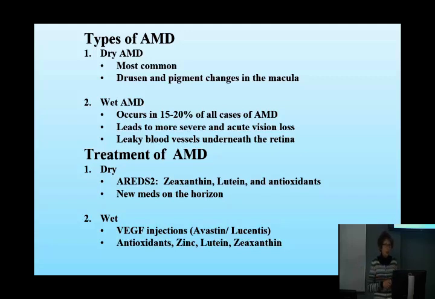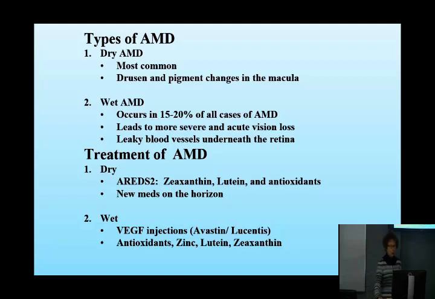Wet macular degeneration occurs in about 20% of the cases of macular degeneration. It causes very fast, very severe vision loss. There is treatment for wet macular degeneration. We cannot cure it. We can kind of keep it at bay. They get Avastin injections, which is a VEGF inhibitor. It destroys blood vessels. They get Avastin injections into the eye to slow the progression of it down.